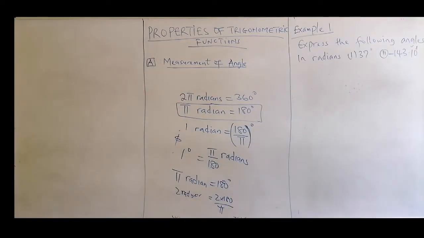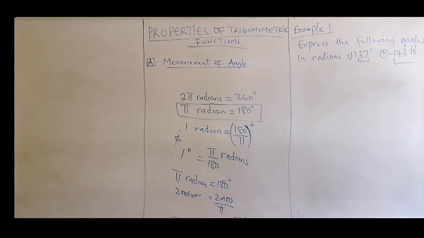Let's quickly look at that. We want to express the following angles in radians. Initially, for the question, they are in degrees. You can see the two of them are in degrees. 37 degrees, and then the second one, minus 143 degrees, 10 minutes.